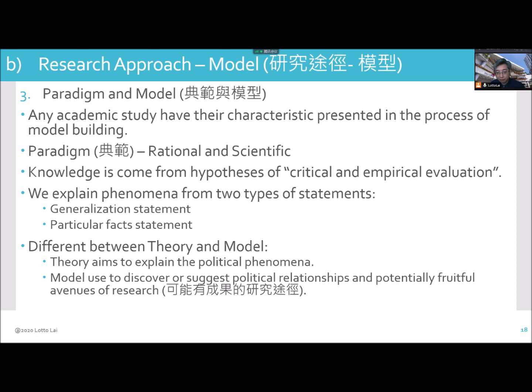What is the difference between theory and model? A model or theory aims to explain the phenomena, especially political phenomena. A model is to discover or describe a political relationship and potentially fulfill the purpose of the research, the areas of the research.